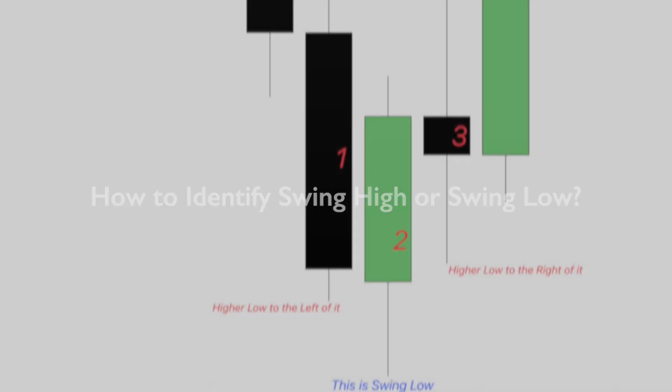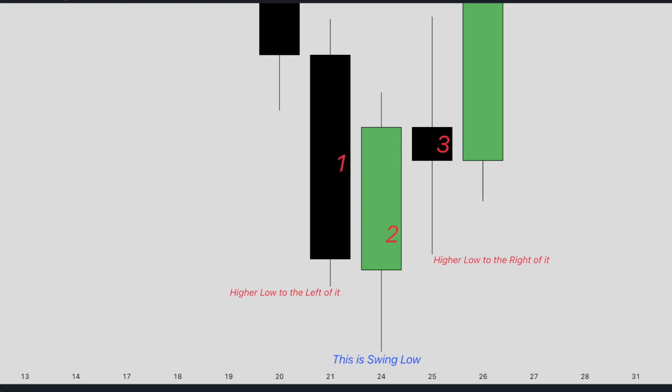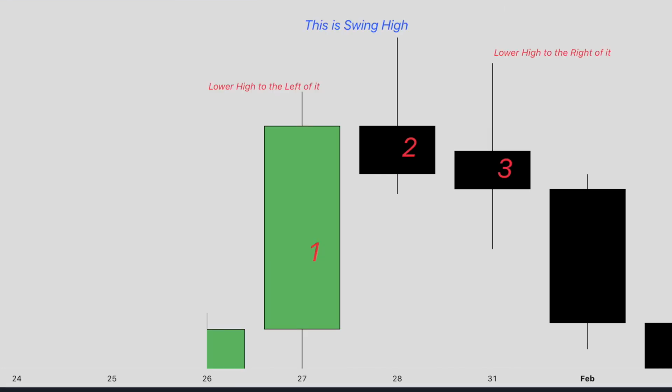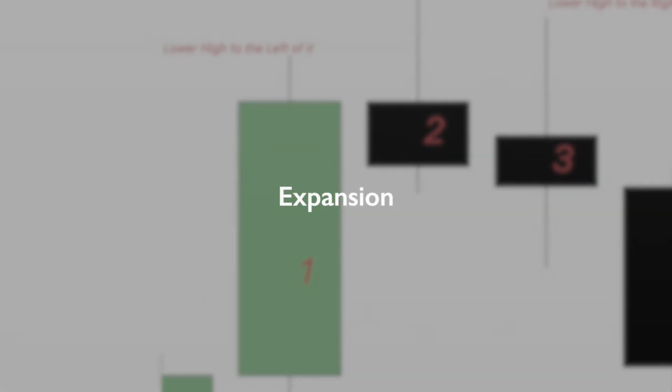We basically use 3 candles to identify them. A swing low is formed when we have a higher low to the left of it and a higher low to the right of it. A swing high is formed when we have a lower high to the left of it and a lower high to the right of it. This leads me to my next point, expansion.